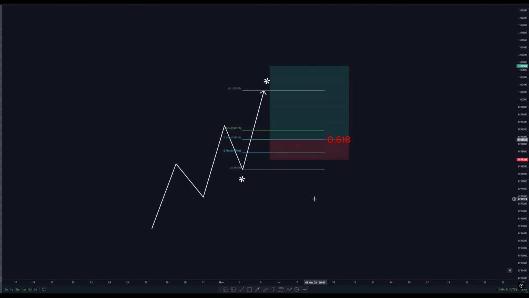And for confirmation, we will use some candlestick patterns. And the stop loss will be below our candlestick confirmation. And for take profit, you can target the recent high of the higher time frame, or just a 1:2 risk and reward ratio.